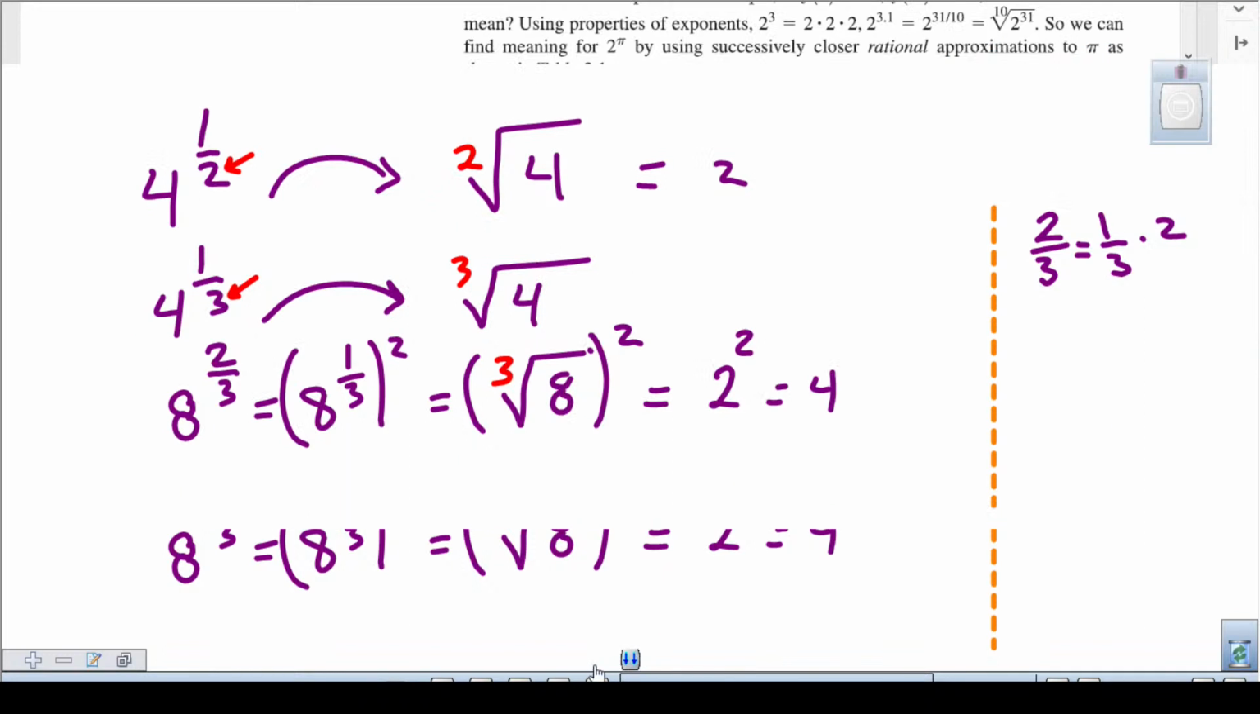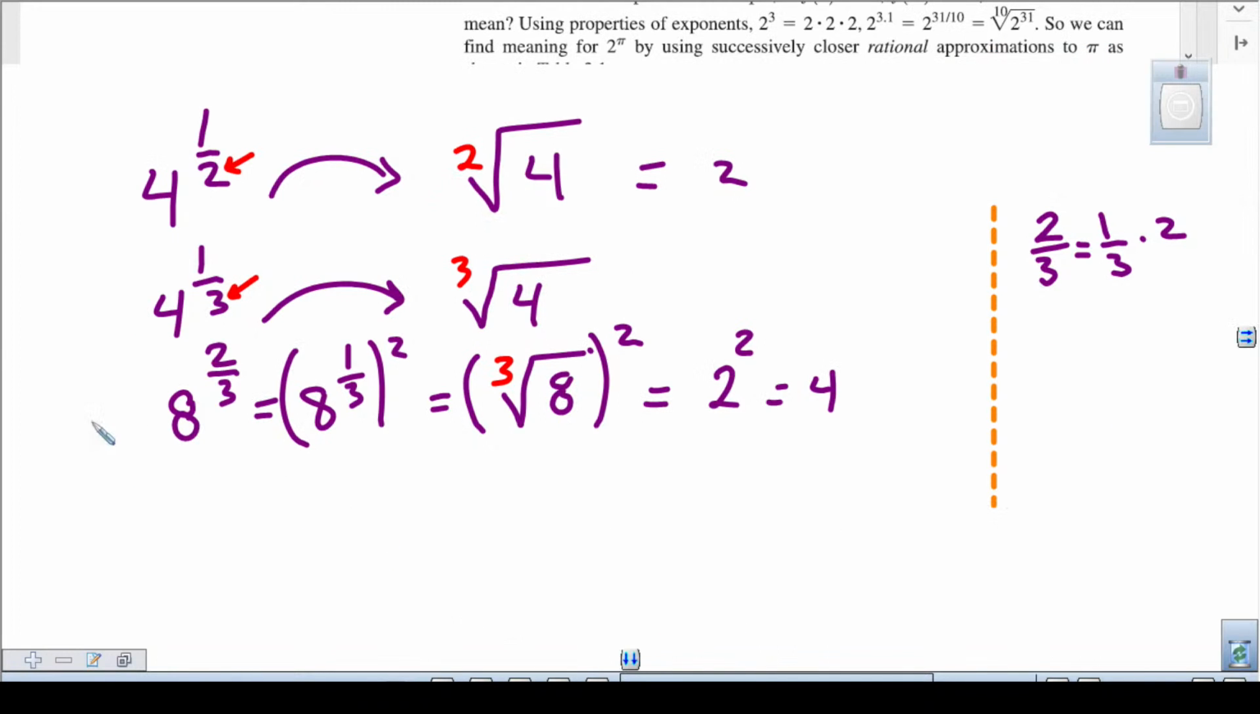Okay? You want to do an example like this, or are you good to go? You need one more example like this? Let me know. Looks like we're good. Awesome.